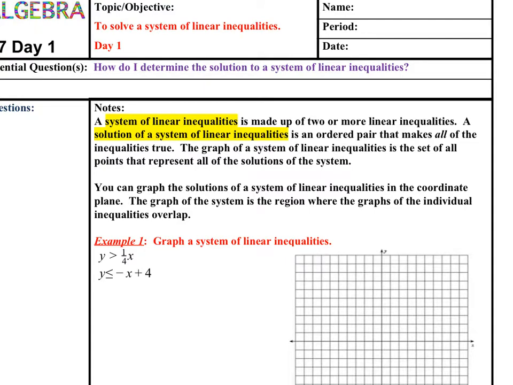is important, is where they overlap. So not every single shaded part works. It's only where the two shaded parts overlap.